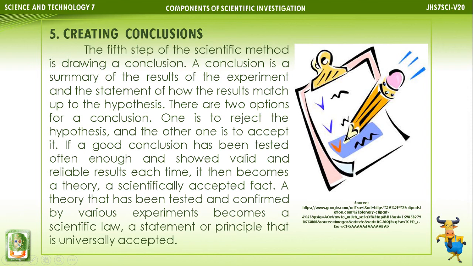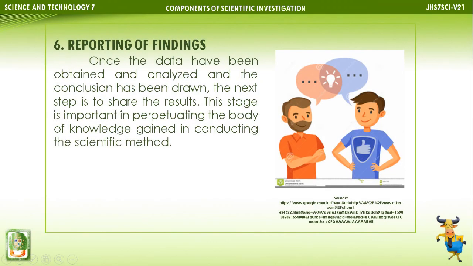If a good conclusion has been tested often enough, and showed valid and reliable results each time, it then becomes a theory, a scientifically accepted fact. A theory that has been tested and confirmed by various experiments becomes a scientific law, a statement or principle that is universally accepted. 6. Reporting of findings. Once the data have been obtained and analyzed, and the conclusion has been drawn, the next step is to share the results. This stage is important in perpetuating the body of knowledge gained and conducting the scientific method.